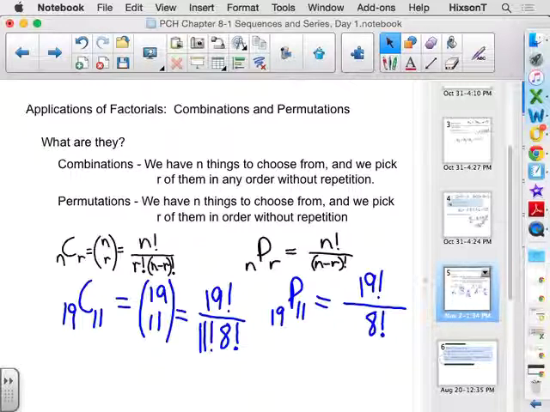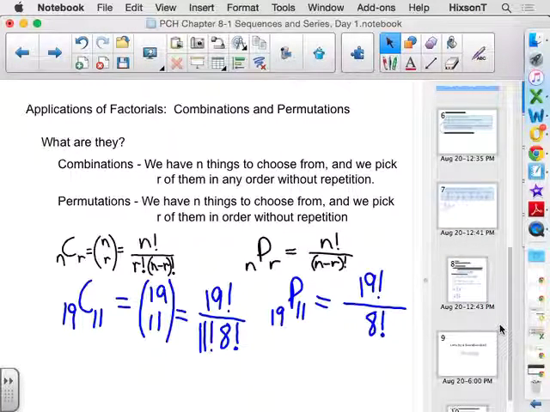But the combination formula will inherently have more in the denominator. So it'll be smaller, so permutations would be the larger number. Okay, that's true. Notice here, we're only dividing by an 8 factorial. Here we're dividing by an 8 factorial and we're dividing by 11 factorial. So we're dividing by a whole lot more. So the combination is always going to end up being a smaller number. Okay?